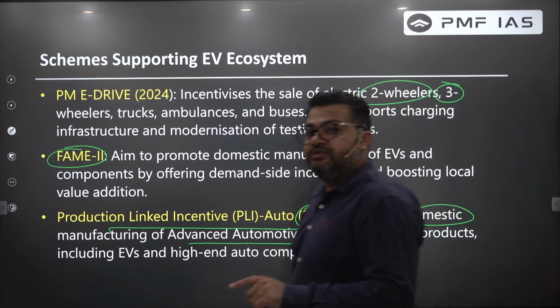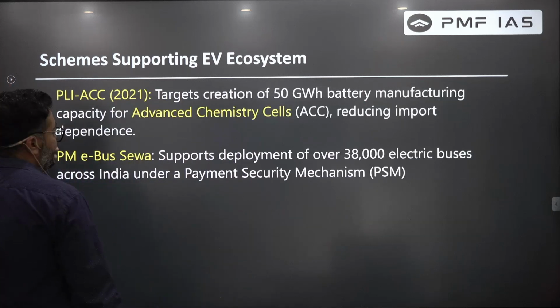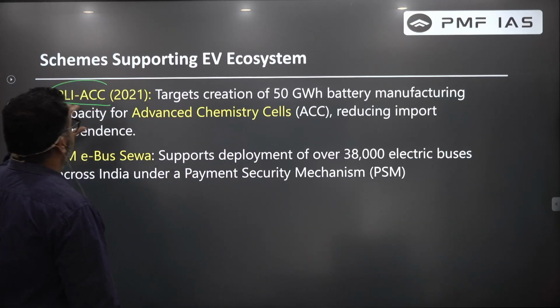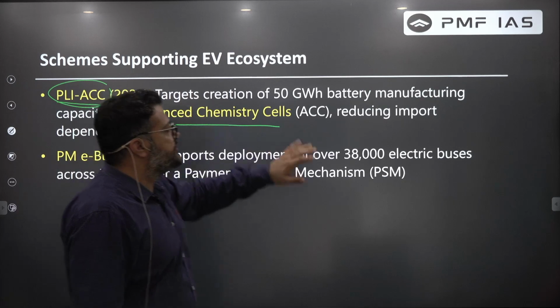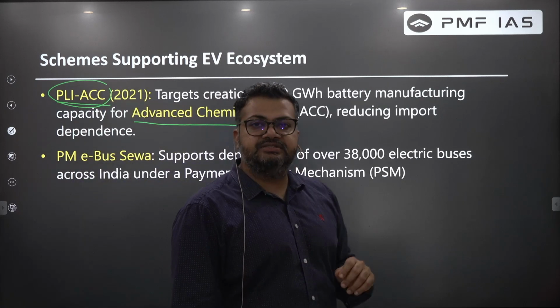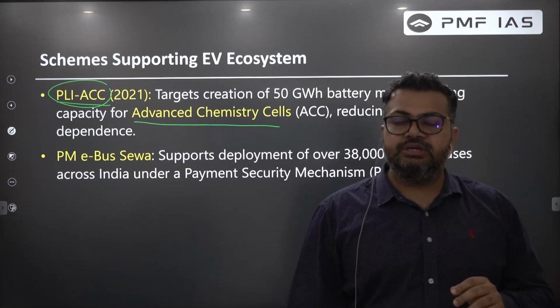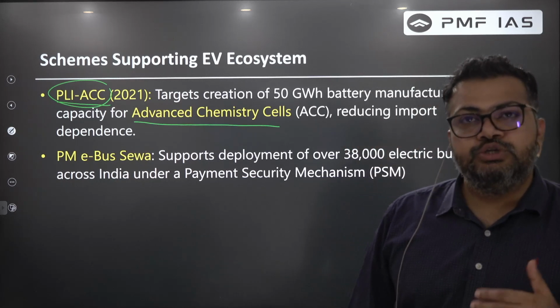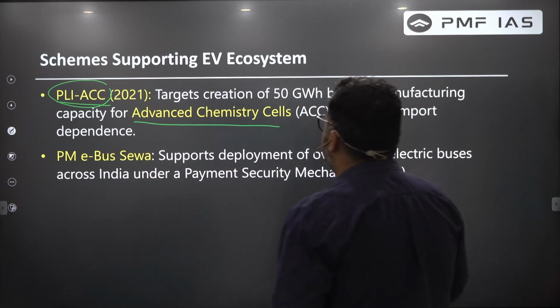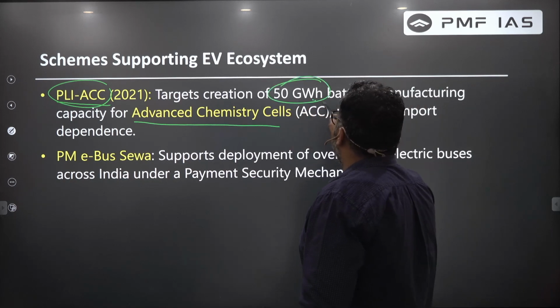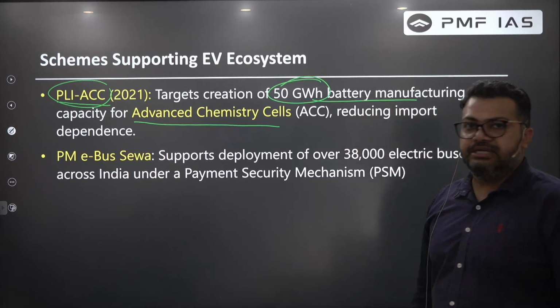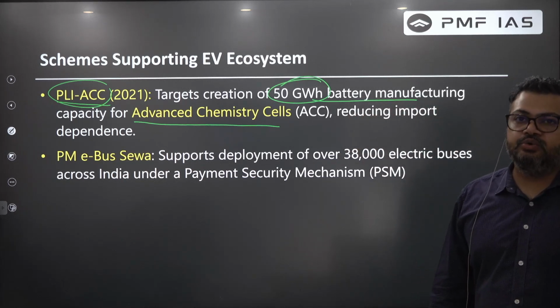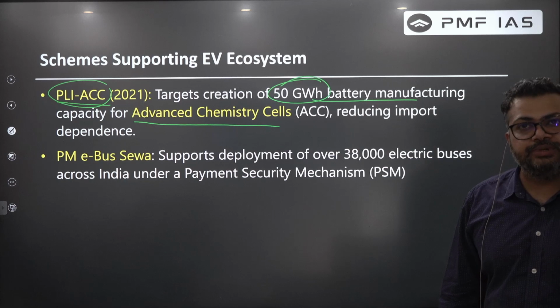Then we also have the production linked incentives for batteries, PLI for ACC. ACC is advanced chemistry cells. It is incentives given on certain quantity of production for cells, right? So the objective is to create 50 gigawatt hours of battery manufacturing capacity, right? And reduce the import dependency of the Indian companies for that.